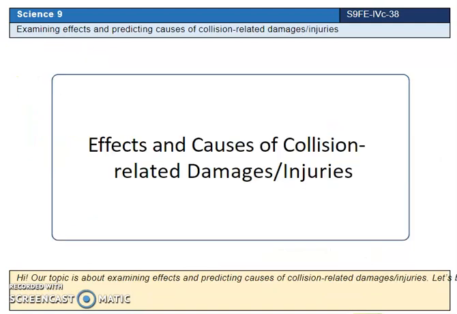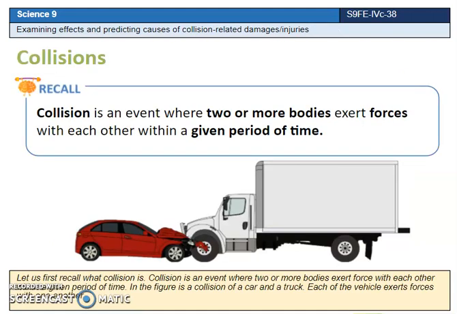The topic is about examining effects and predicting causes of collision-related damages or injuries. Let's begin. Let us first recall what collision is. Collision is an event where two or more bodies exert force with each other within a given period of time. In the figure is a collision of a car and a truck.